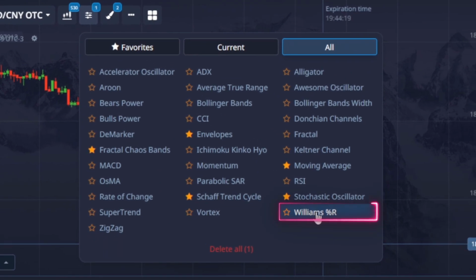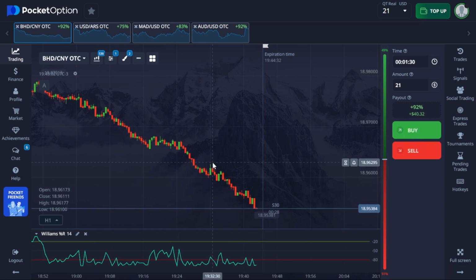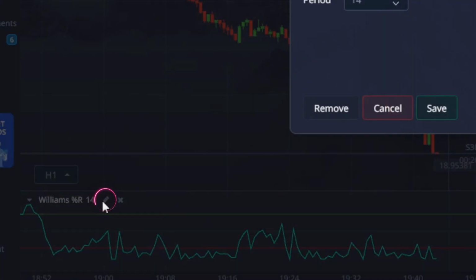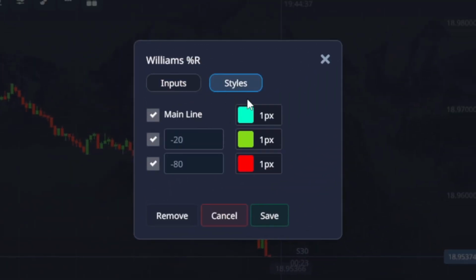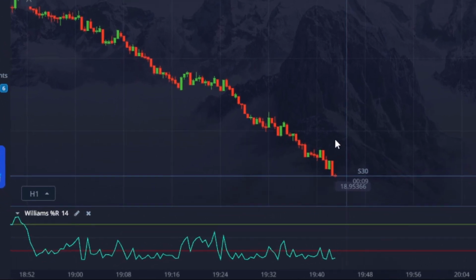We're going to use the Williams percentage. It will be the one indicator we're going to use. Let's configure the Williams, guys. Set it to apply to the candles. The period setting is 14, alright, and that leads to the entry criterion, guys.